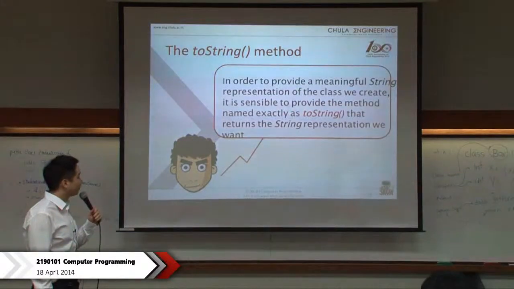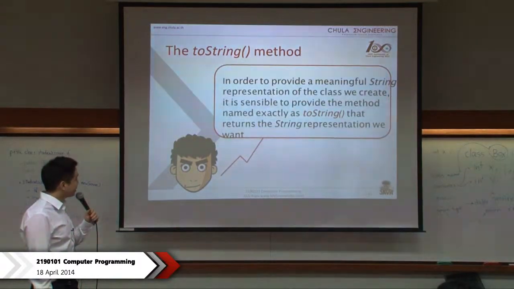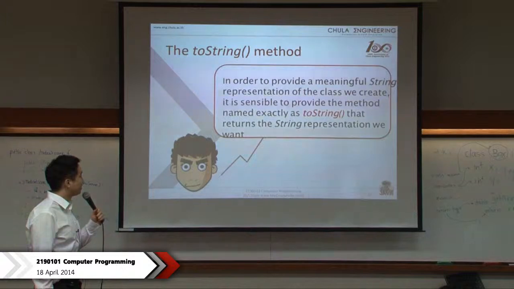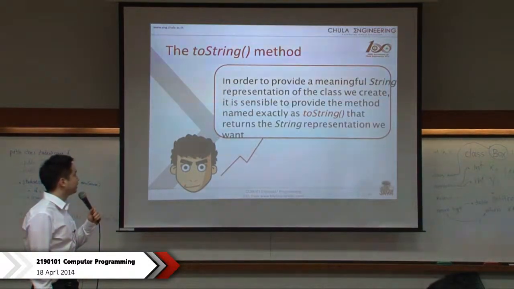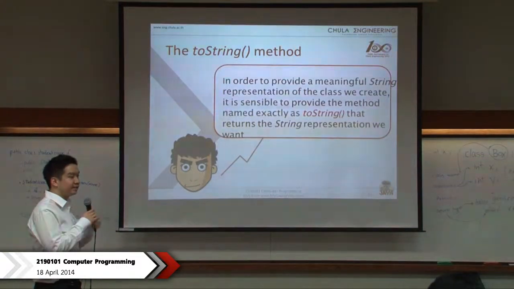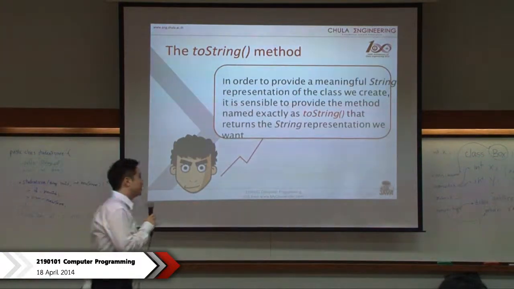For the string representation of the class we create, it is sensible to provide the method name exactly as toString. That returns the string representation we want. This is a bunch of gibberish. Let's just look at an example.